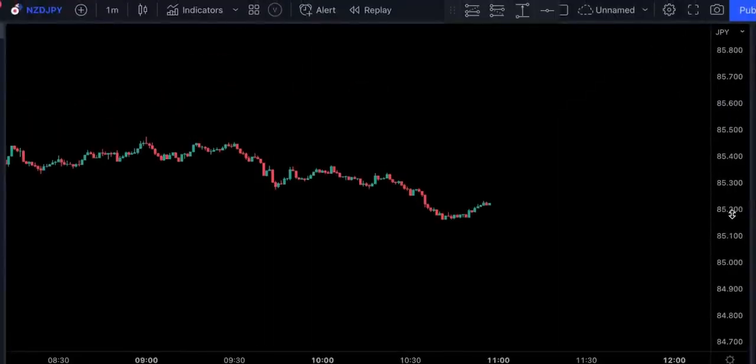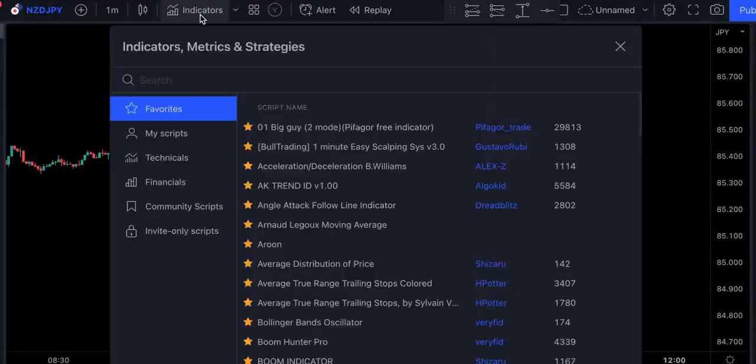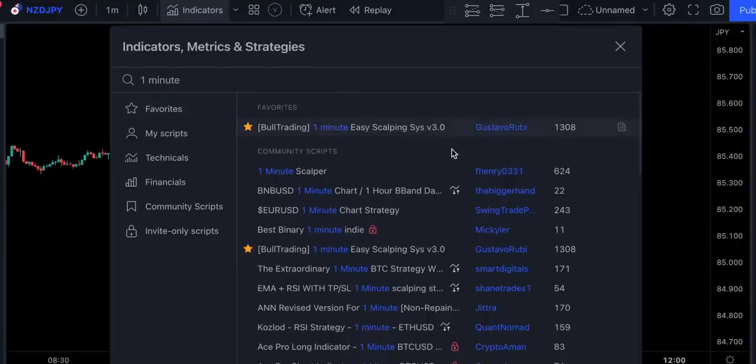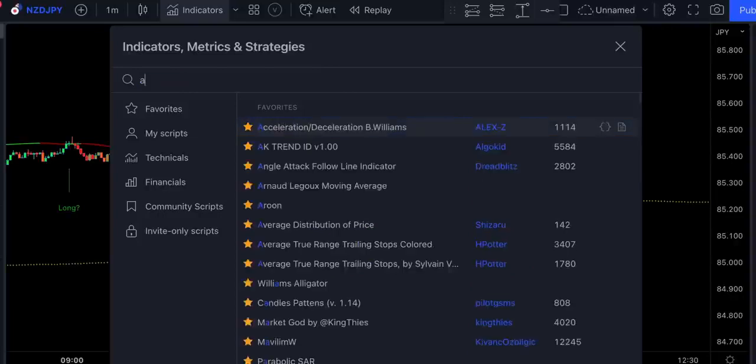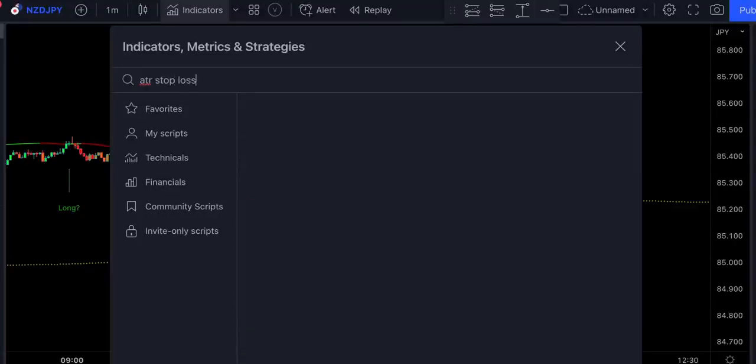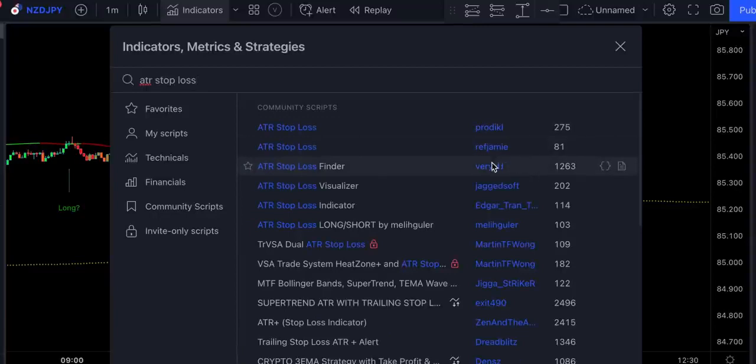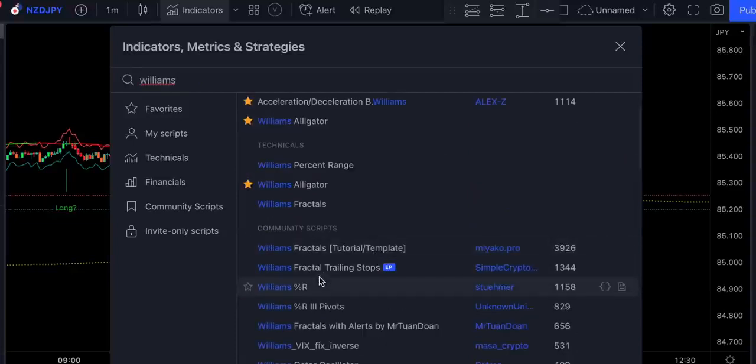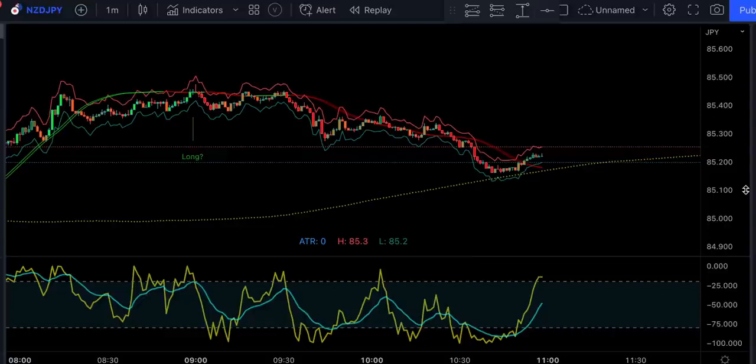This strategy consists of 3 indicators, and now let's go ahead and add them to our chart. For the first indicator, we will select 1 minute scalping system, this one by Gustavo Ruby. For the second indicator, let's search for ATR stop loss finder. This indicator by VeryFid. And finally, let's add Williams percentage. So Williams percentage by this creator right here. Okay, now we need to adjust these indicators.